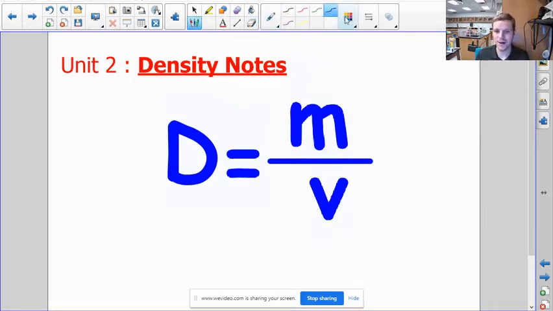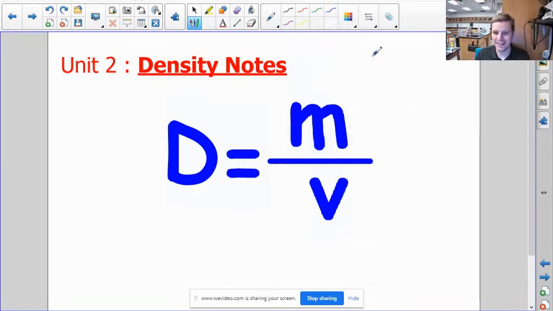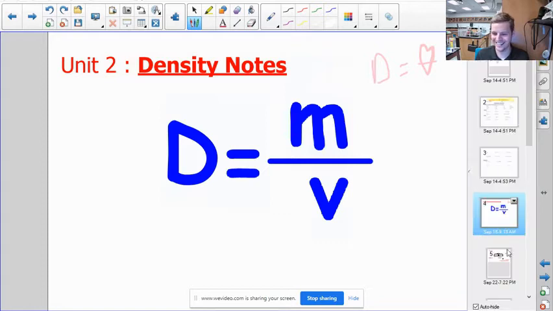Now, just a little fun way to remember this. I'll do this in pink here. A fun way to remember it is that D equals M over V, and if you look at that, it looks like a heart. You guys, I love density. Oh my gosh. So there you go. Amazing. Let's go ahead and continue.